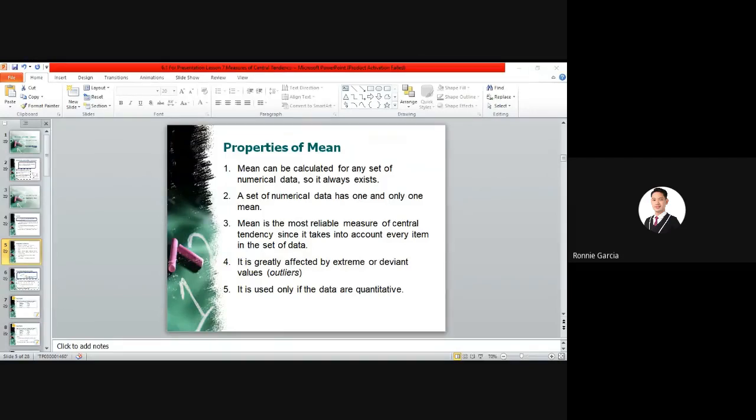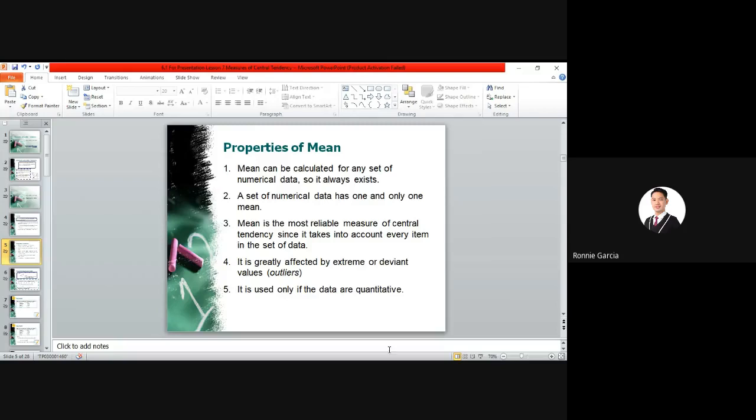So that is the meaning of item number 4 for the properties of the mean. It is greatly affected by extreme or deviant values or outliers. So those very small values, or even the very big values, have a bearing. So your overall mean will really be affected. Later, a comparison will be made with the other measures of central tendency to see if this property exists. I hope it is clear.